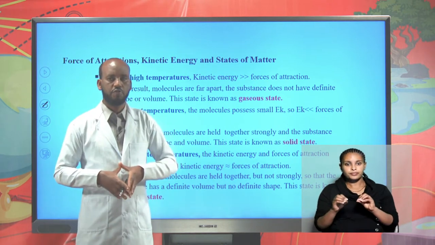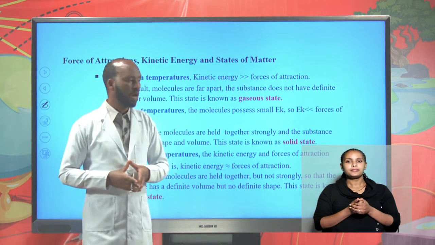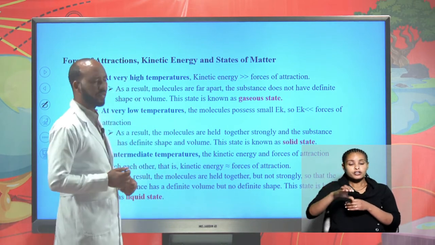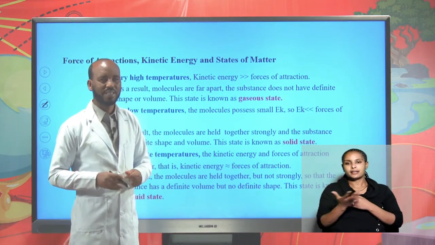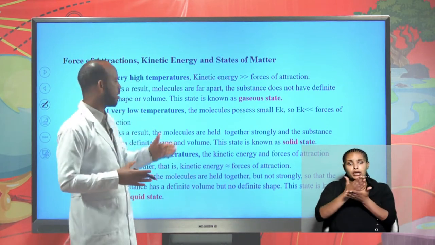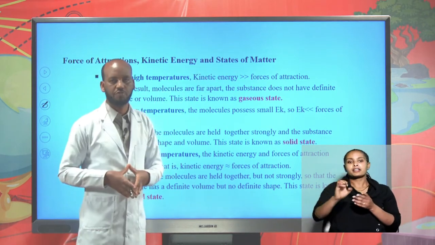Students, if you are ready, then we will get started. Force of attractions, kinetic energy, and state of matter. What is the relation between force of attractions, kinetic energy, and state of matter?